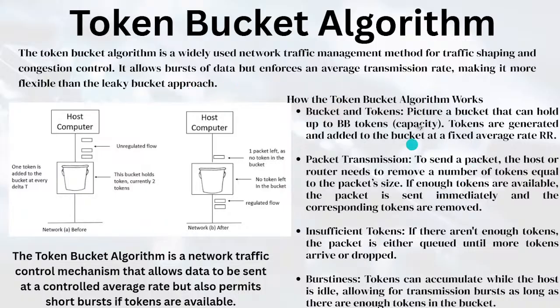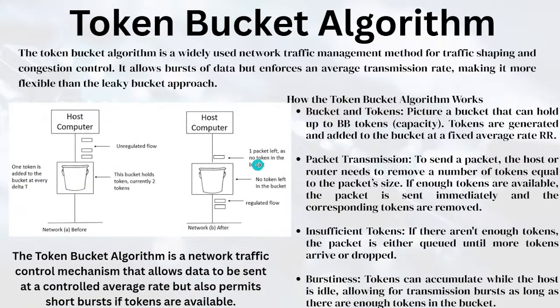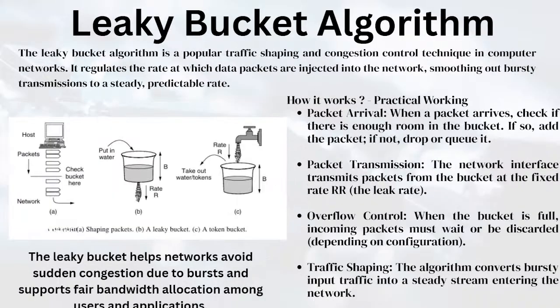So again, how does it work? Here we have the bucket and tokens. Picture a bucket that can hold up to B tokens. You can see in the previous image, B is the capacity. Now tokens are generated and added to the bucket at a fixed average rate R. You can see here the fixed rate, which is R.